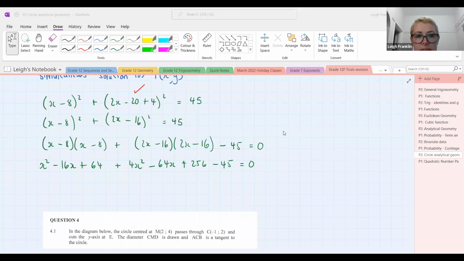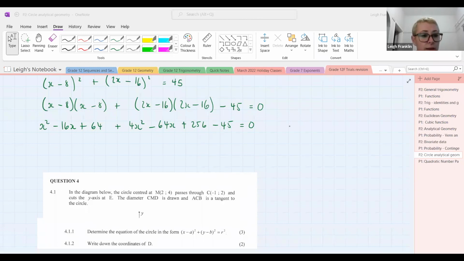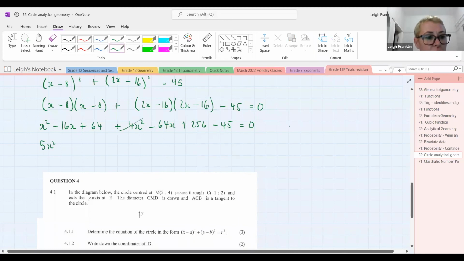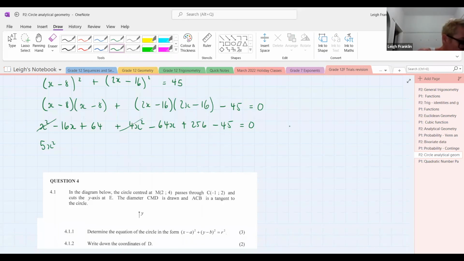Okay, Ibrahim, we are doing a simultaneous solution. We have subbed the equation of our radius into the equation of our circle, and now we're busy solving for x. So we are going to end up with 5x squared, when we add our x squared terms together. And then we've got minus 16x minus 64x, which gives us minus 80x. So that's our x terms gone. And now we've got 64 plus 256 minus 45. That leaves us with 276.